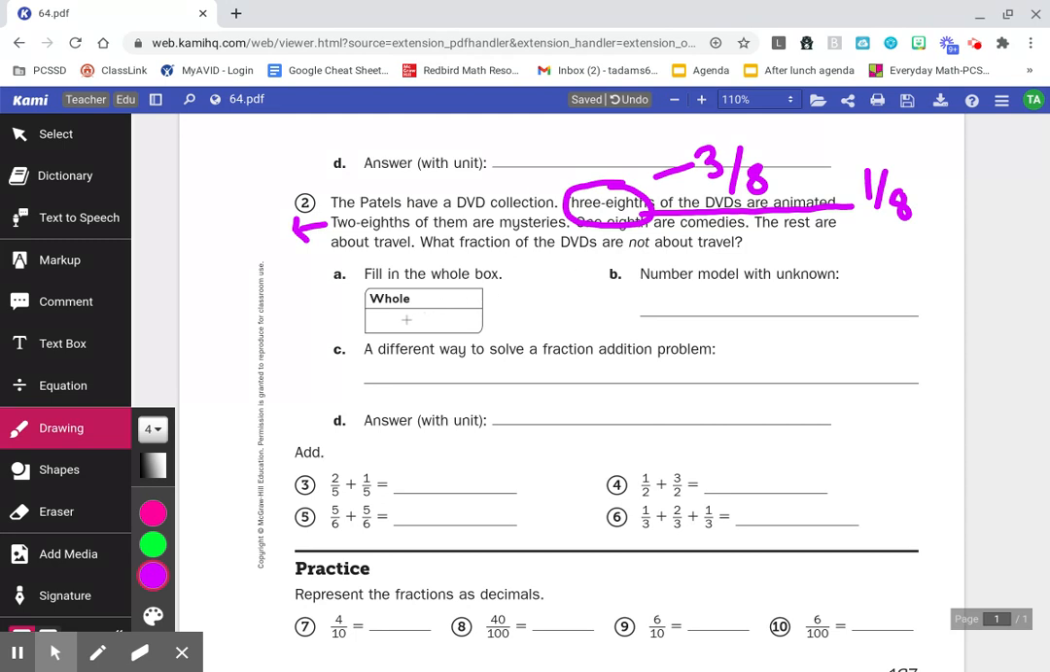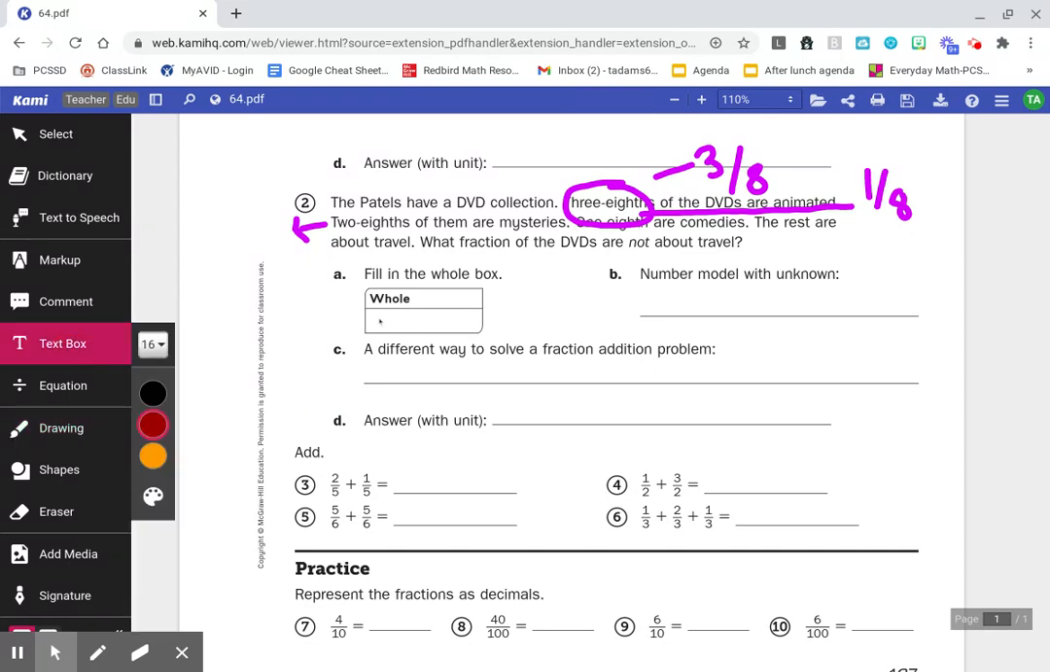Fill in the whole box. What's our whole? You're going to type that right here in the box, the whole that you're looking at. And then B is your number model. That means you are adding your 3 fractions together. What does that look like? 3/8 plus 1/8 plus 2/8 equals D. What does that look like?